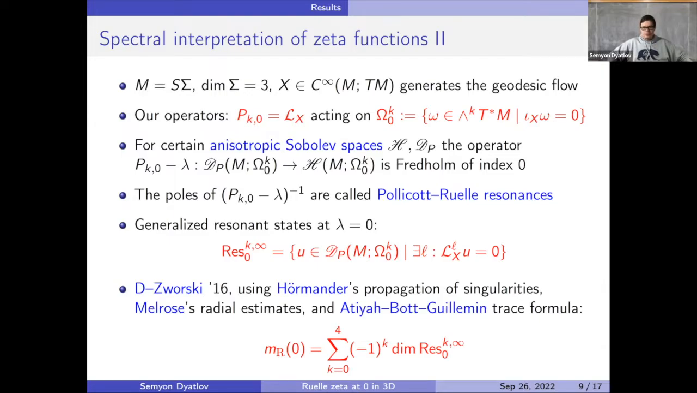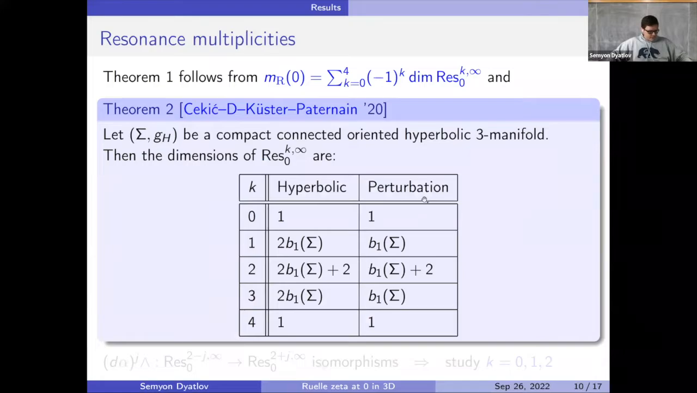It uses propagation of singularities due to Hormander. It uses radial estimates going back to Melrose's work in the 90s, and it uses the Atiyah-Bott-Guillemin trace formula to relate closed geodesics to the flat trace of the resolvent. So this trace formula is how the closed geodesics, which were used in the definition of the zeta function, finally entered it.